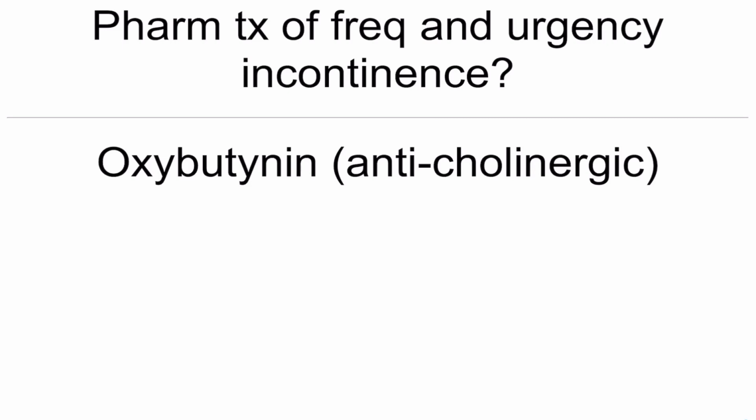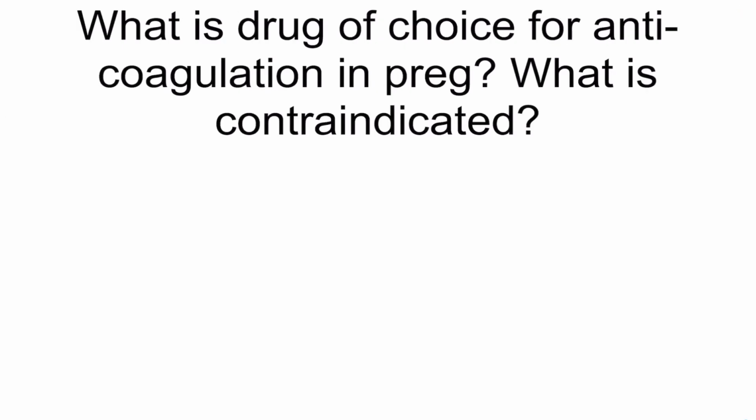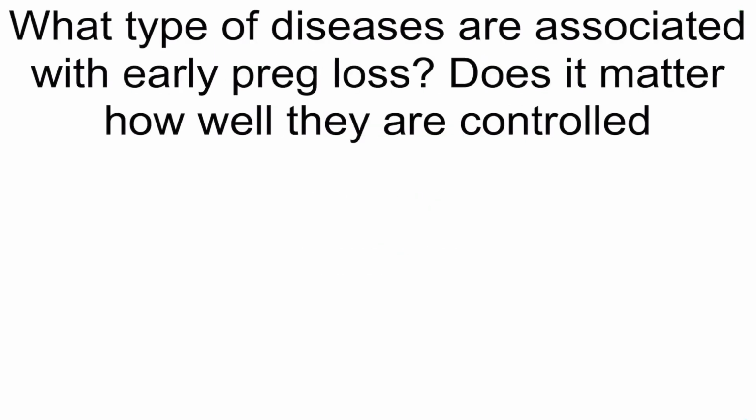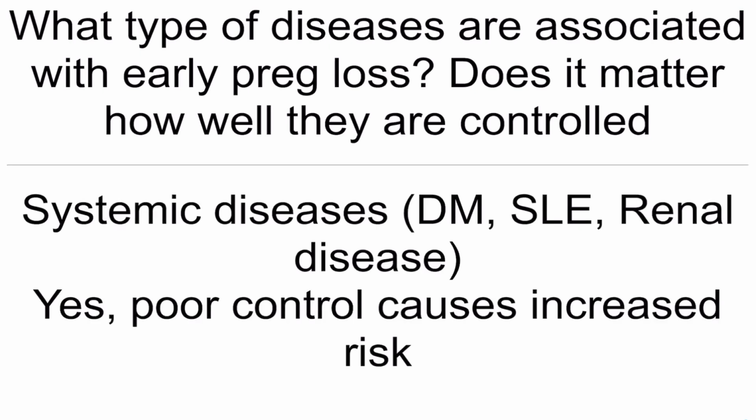Pharmacological treatment of frequency and urgency incontinence? Oxybutynin, which is an anticholinergic. What is the drug of choice for anticoagulation in pregnancy? What is contraindicated? Low molecular weight heparin, and warfarin is absolutely contraindicated. What type of diseases are associated with early pregnancy loss, and does it matter how well they are controlled? Systemic diseases such as diabetes mellitus, SLE, renal disease, and yes, poor control causes increased risk.